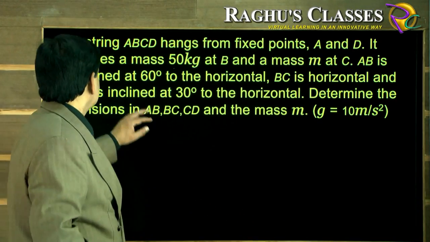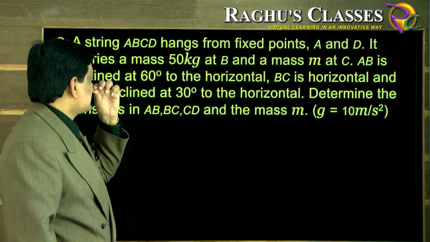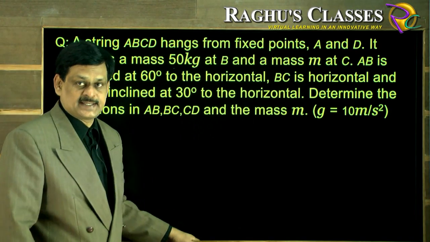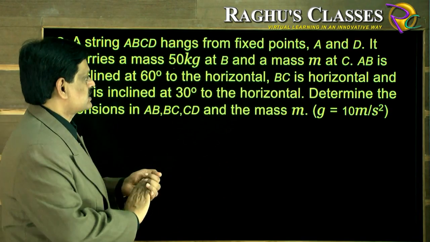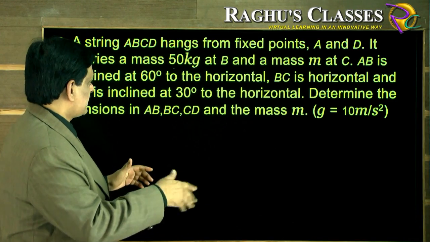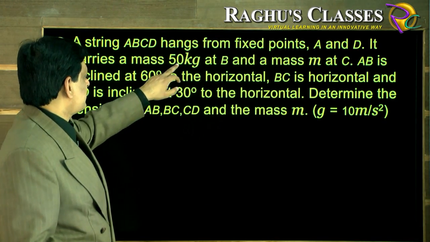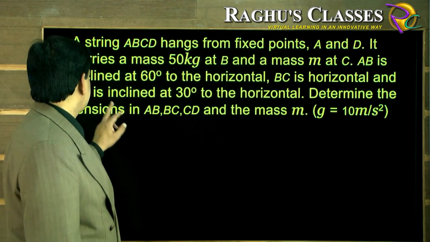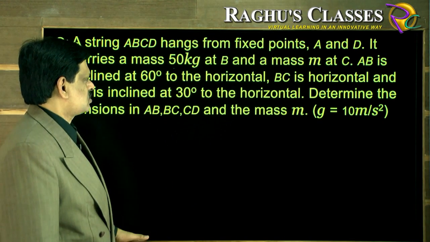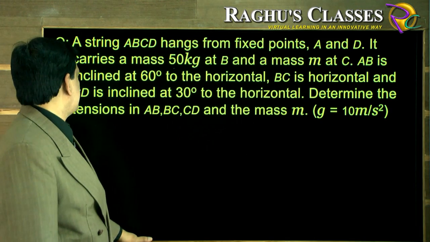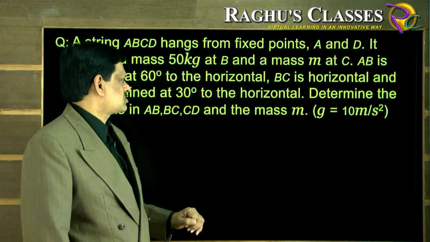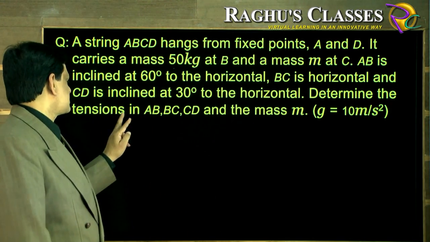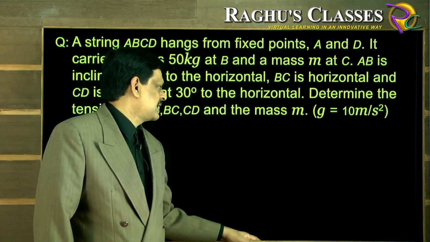Now look at the question. A string ABCD hangs from fixed points A and D. So A and D are its ends, B and C are somewhere in between. It carries a mass of 50 kg at B and a mass of m at C, and AB is inclined at 60 degrees to the horizontal, BC is horizontal, and CD is inclined at 30 degrees to the horizontal. Determine the tensions in the parts AB, BC, CD and the mass m.